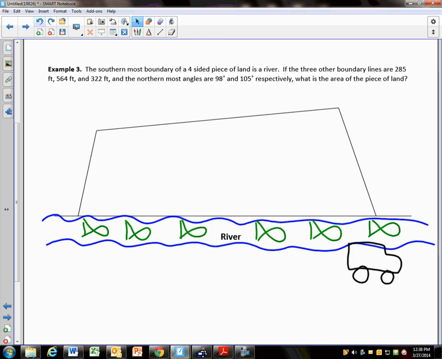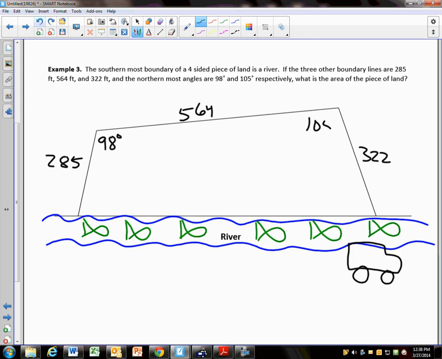Okay, it says southernmost boundary of a four-sided piece of land is a river. If the three other boundary lines are 285, 564, 322, and the northernmost angles are 98, 105, what's the area of the piece of land? Here's the idea. On the test, I will actually label this for you so you don't have to do it yourself. We're going to call this 285. We're going to call this 564. We're going to call this 322. We're going to call this 98 degrees. It's 105 degrees.